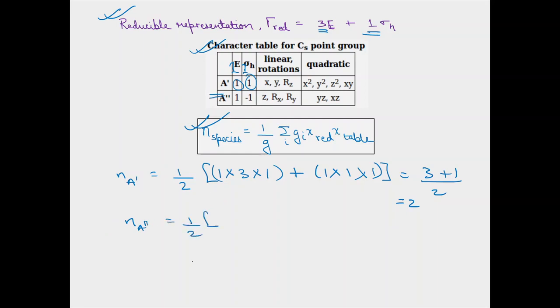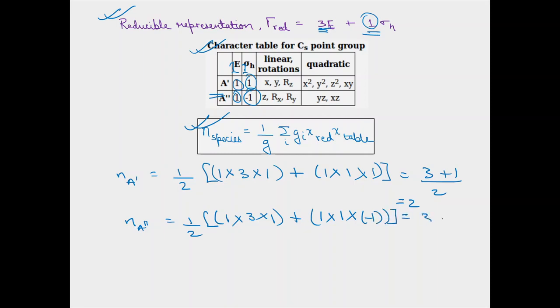Now we will see for this one. So g i is 1, into this value 3, 3 into this value 1, plus g i is 1. Then chi reducible for sigma h is 1, and chi from the table is minus 1.